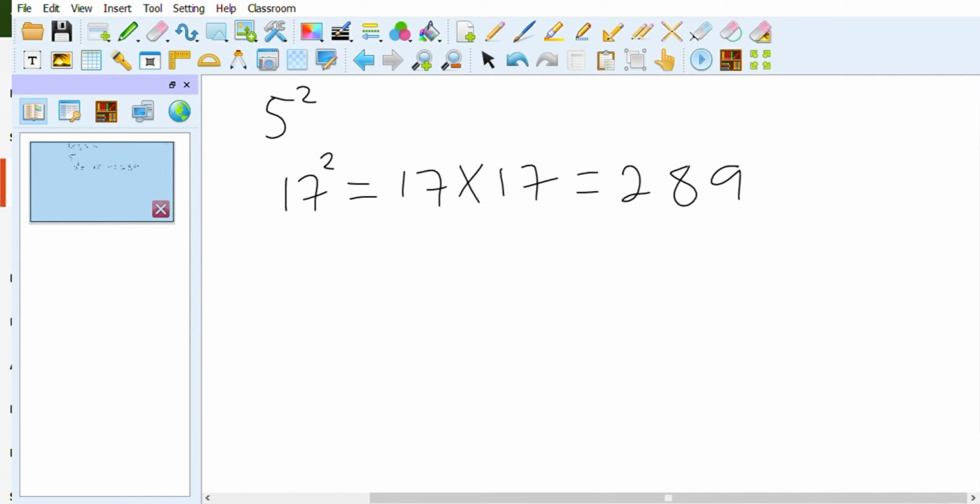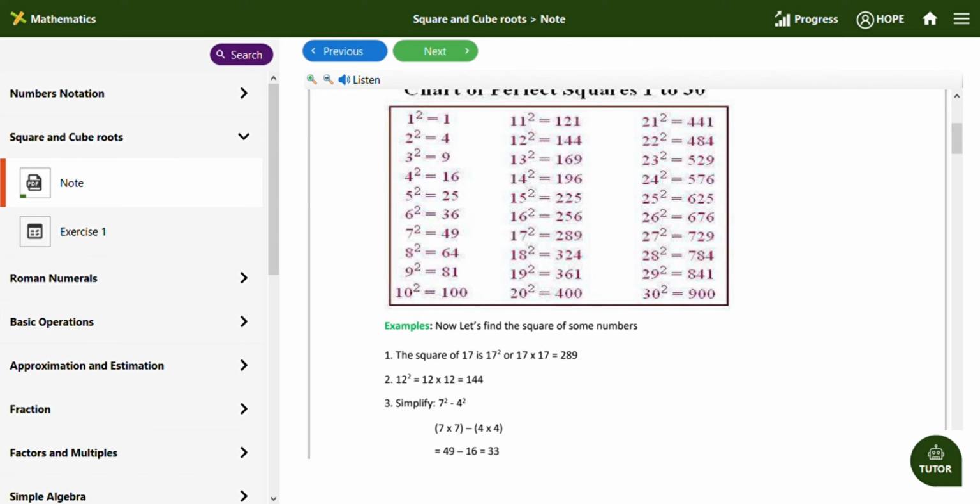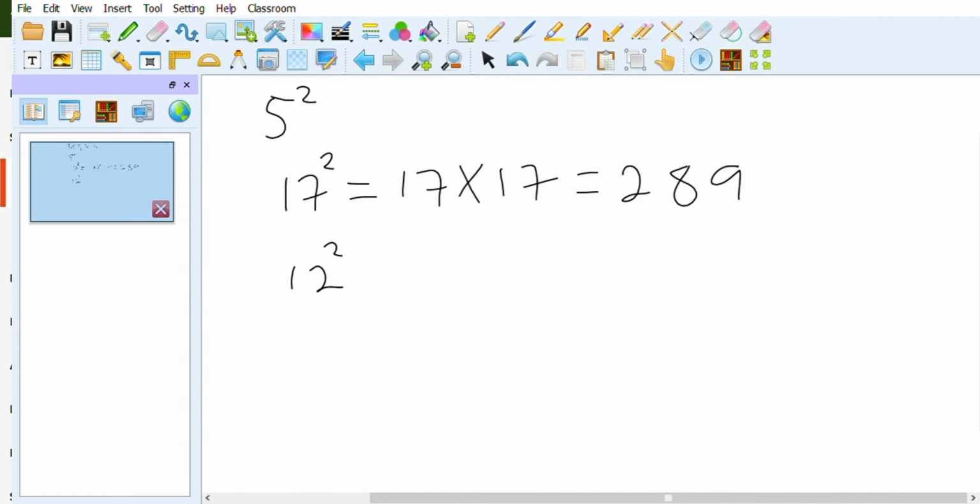So question 2, example 2, what is the square of 12? So square of 12 means 12 raised to power 2, or 12 squared. 12 squared means 12 times 12. And 12 times 12 is 144. You can check that in the table, or you can perform the multiplication.